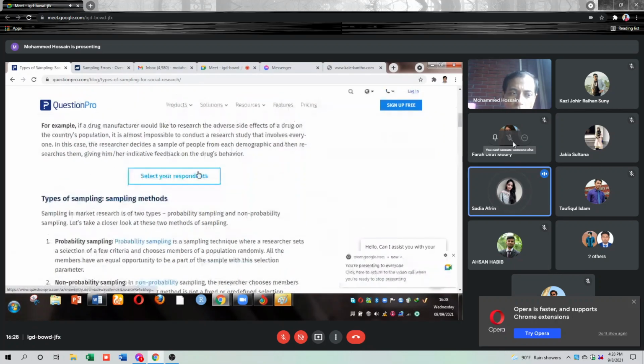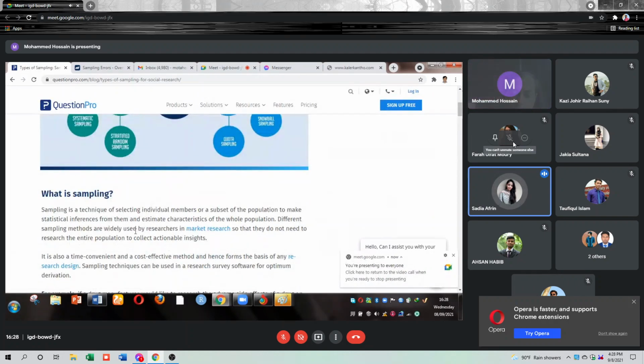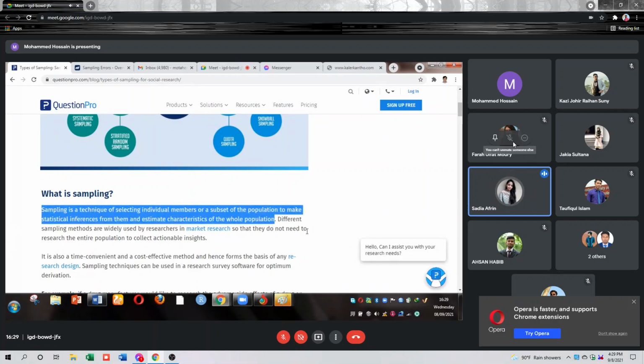Where there is a chance of selection of an element from the population, that is called probability sampling. Probability sampling is basically of four types: simple random sampling, stratified random sampling, cluster random sampling, and systematic random sampling.